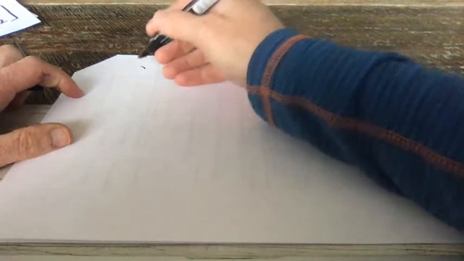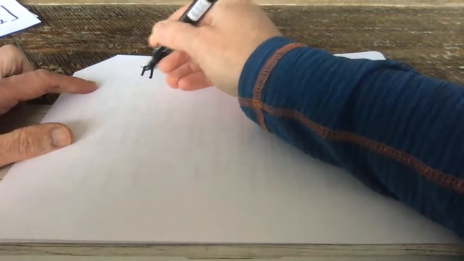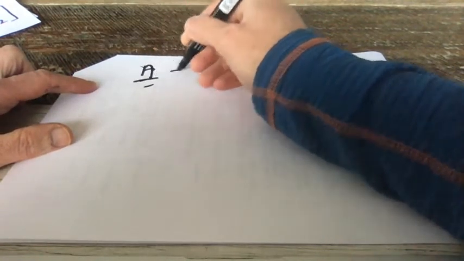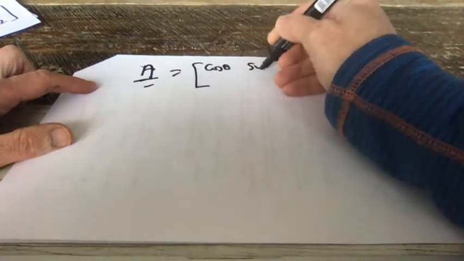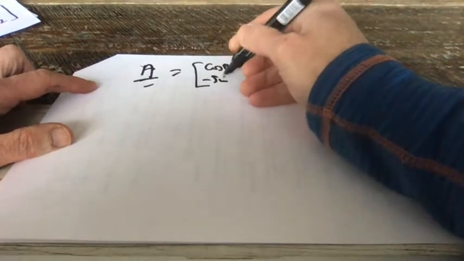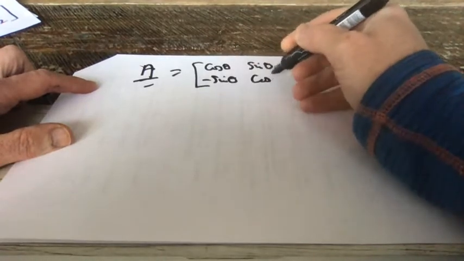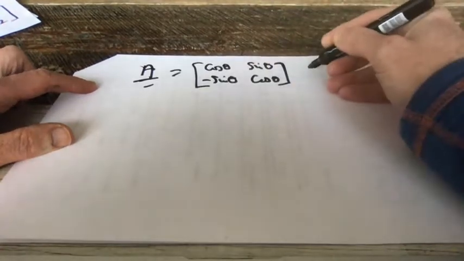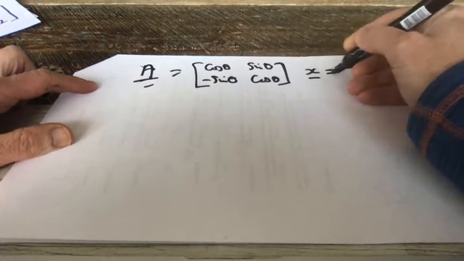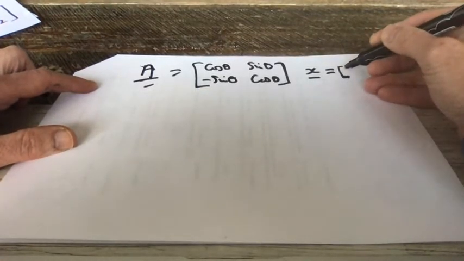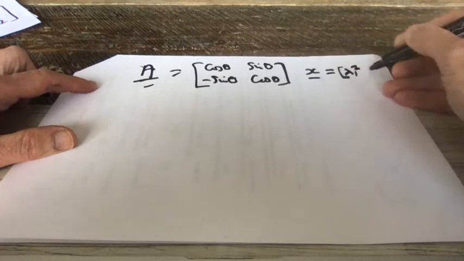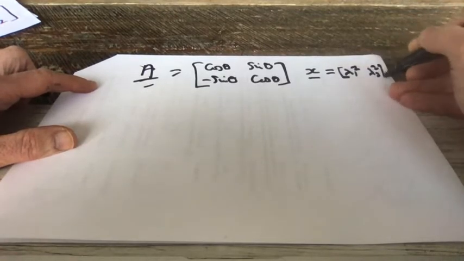Okay. All right, so let's look at this. Let's look at matrix A. Let me call it cos theta, sine theta, minus sine theta, cos theta. And we'll let x equal to lambda 1 squared, lambda 2 squared.